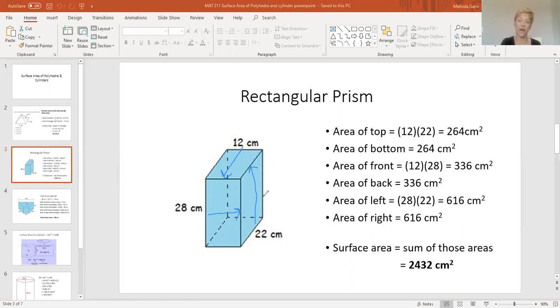And then this other side, this rectangle right across from it on the right, and the left ones have to match. So I just added 264 to 264 to 336 to 336 to 616 to 616. And when I added all of those up, I got 2,432. And then don't forget that you got square units when you're doing area and surface area. Both of those are square units.